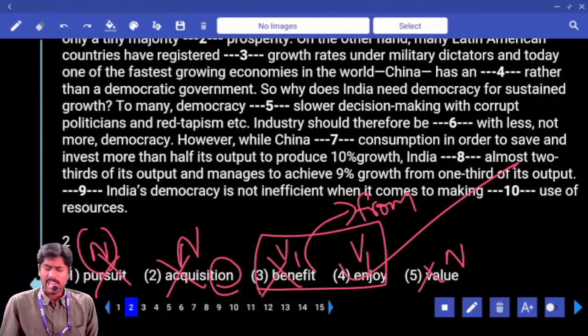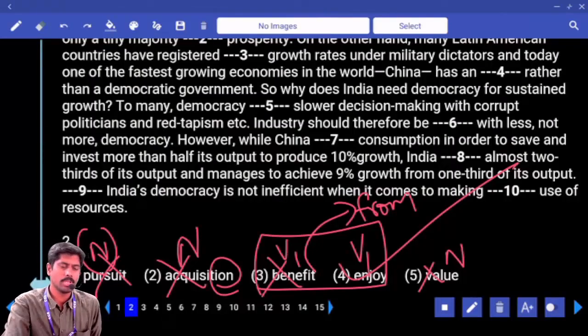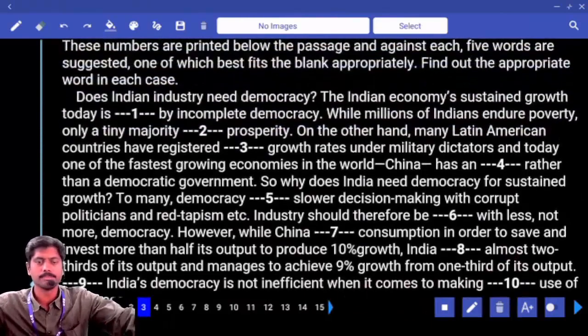The majority of the people endure poverty. The majority of the people are tolerating the poverty. Poor. But only a tiny majority are enjoying the prosperity. Prosperity means a lot of money.